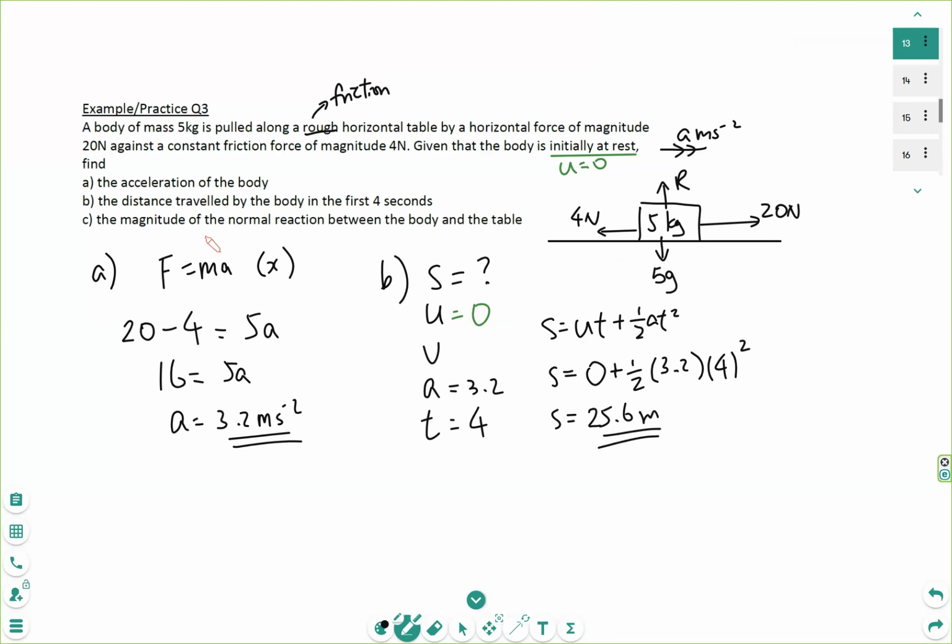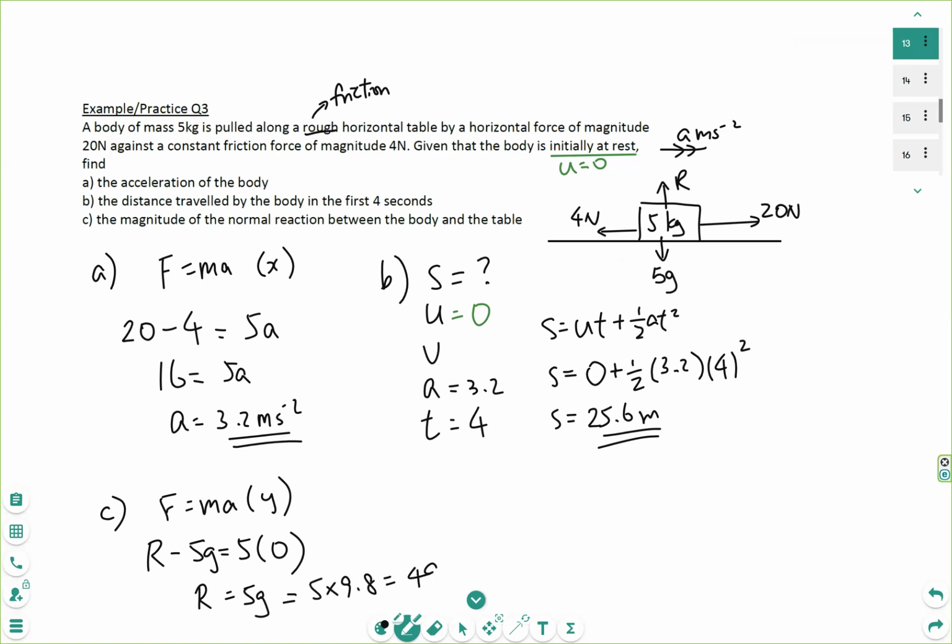Part C, find the magnitude of the normal reaction between the body and the table. Find the reaction here. If you didn't put in reaction, you probably don't know what they're asking you now. So again, it's all about F equals ma in the y direction. We know there's no acceleration on the y, so you can make R equals mg. Alternatively, you can do R minus 5g equals 5 times 0. So R equals 5g, so 5 times 9.8, which is 49 Newton.